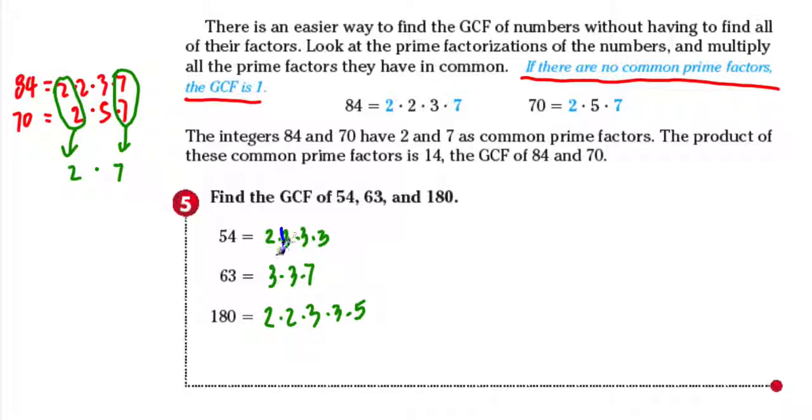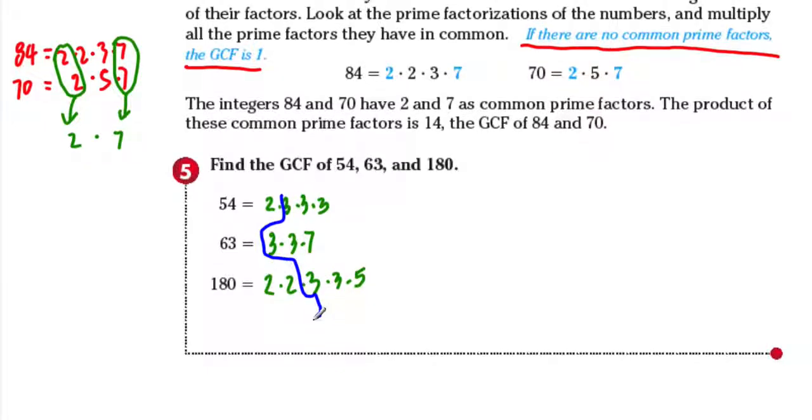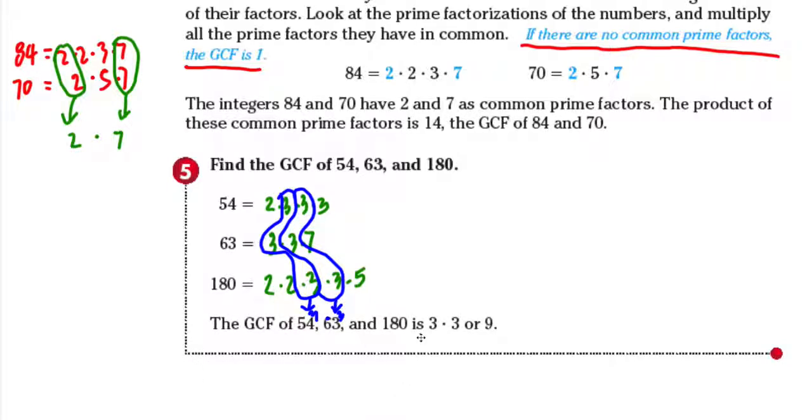Let's redo that one. So we circle the 3 common to all three, and another 3 right here, common to all three. And we simply bring them down once. Bring this 3 down once, bring that 3 down once, and you multiply them. So the GCF of 54, 63, and 180 is 9.